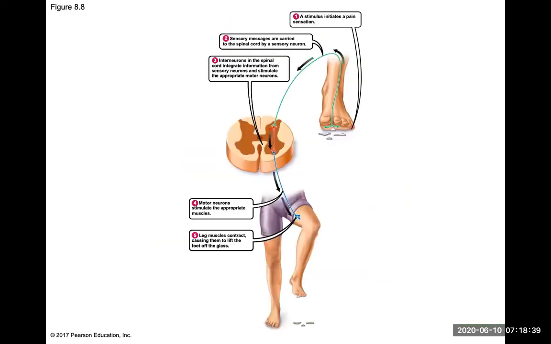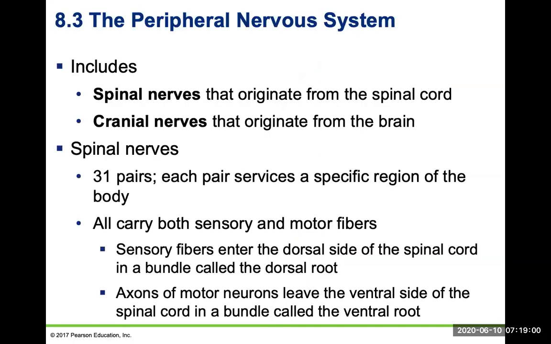In general, though, if you step on something that feels pain, the sensory messages are carried by a sensory neuron to an interneuron in the spinal cord. It won't go up to the brain. It'll just come right out as a motor neuron that'll stimulate the appropriate muscle to contract and step off of that painful situation, like stepping on a piece of glass.